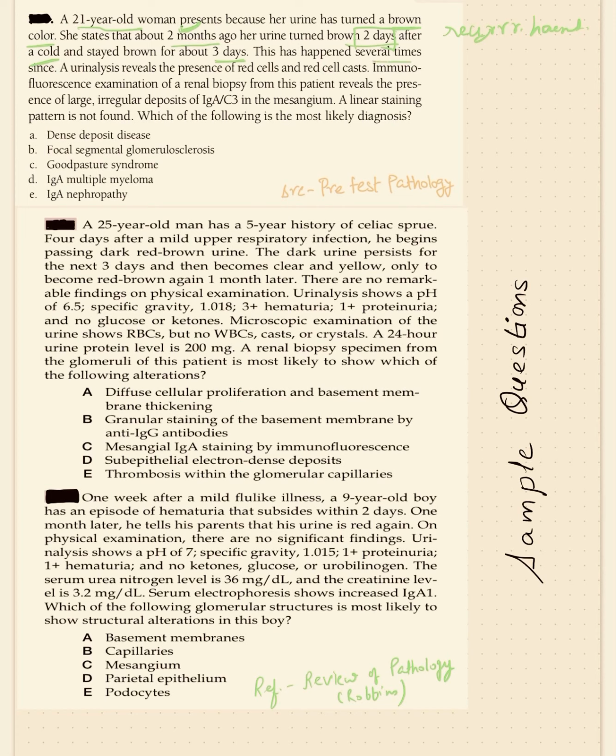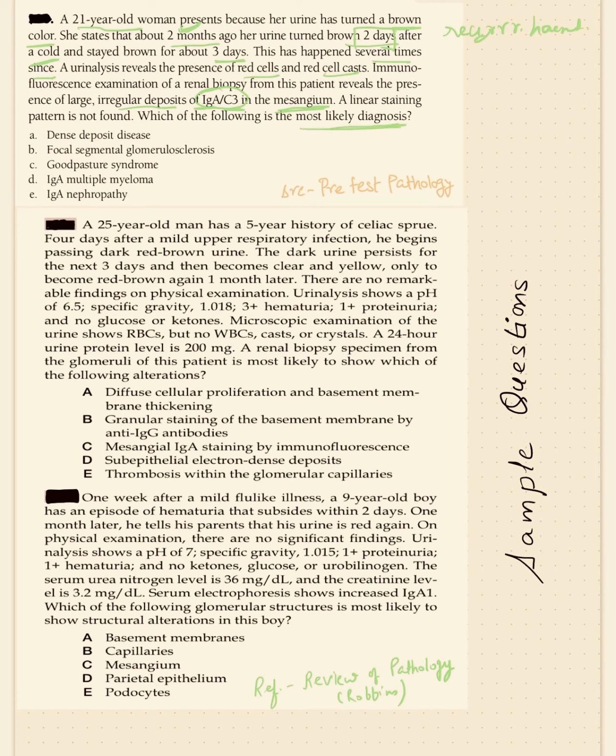This happened several times. So she is having recurrent hematuria, and urine analysis reveals the presence of red cells, red cell casts. Then immunofluorescence is showing the presence of irregular deposits of IgA and C3 in the mesangium. So by now you know that this is a case of IgA nephropathy, and a linear staining pattern is not formed. Linear staining pattern is generally seen in Goodpasture syndrome, where there is antibody against the glomerular basement membrane. So here they are asking what is the most likely diagnosis.